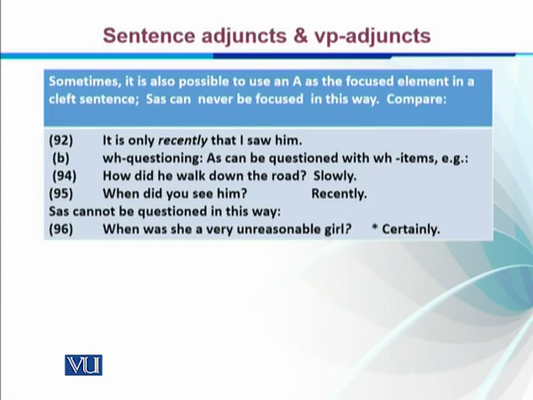We can use the other test, the WH question, that is, a question with a WH item. How did he walk down the road? Slowly. So the WH question is helpful with adverbial adjuncts. When did you see him? Recently. But with a sentence adjunct, let's say, when was she a very unreasonable girl? Certainly. This is not possible. So sentence adjuncts cannot be put either into focus or into this second WH test.